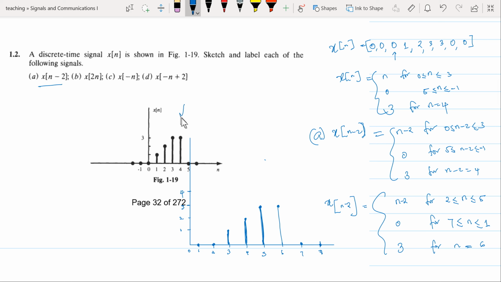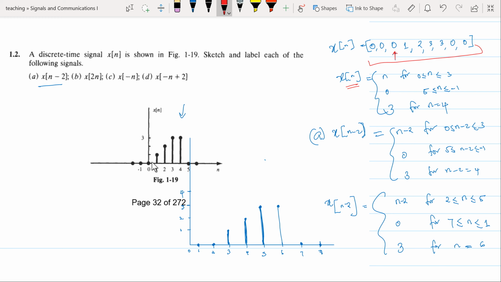So first and foremost, what I have done is to mathematically express this function x of n, as you can see here. The convention is that the point when n is equal to 0 is shown with an arrow. But for me, that doesn't help very much. The best way is to express it in mathematical form, like what is the value of x of n for a given range of n.